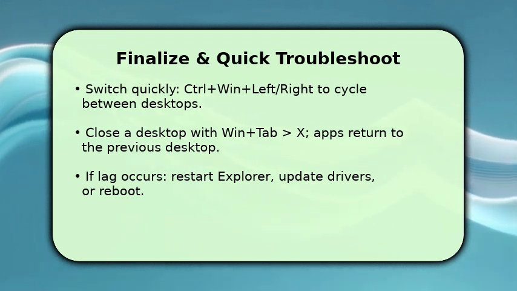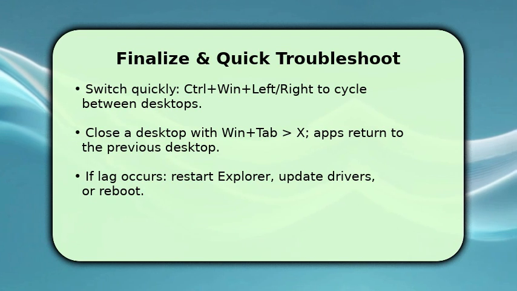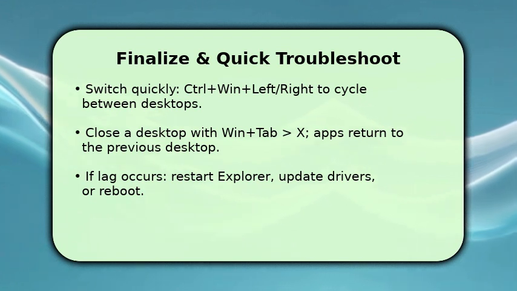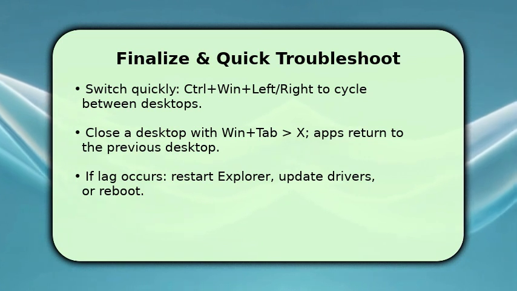If you encounter lag or missing windows, restart Explorer from Task Manager, update graphics drivers, or reboot the PC. These steps clear stuck state and restore correct window assignment. That troubleshooting covers it.